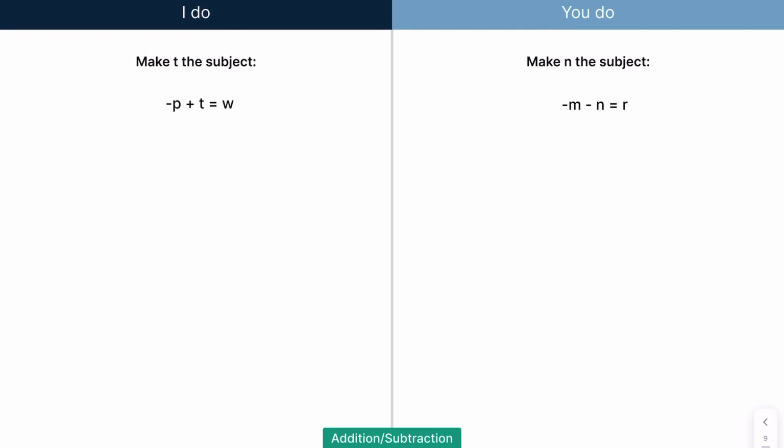So we've been asked to make T the subject here. So we're going to move the P over. So it is a negative P this time, so we're going to add P on both sides. So that becomes T is equal to W plus P. Now again, hopefully you've pressed pause and had a go at this.